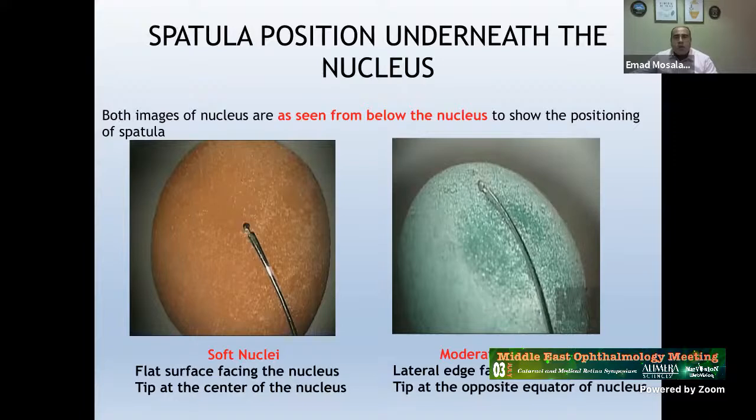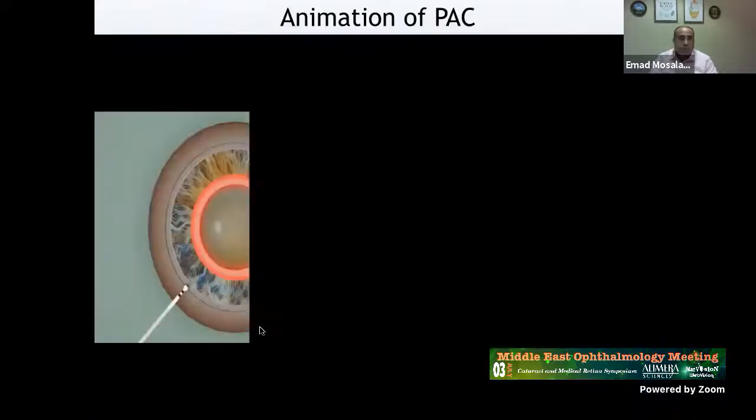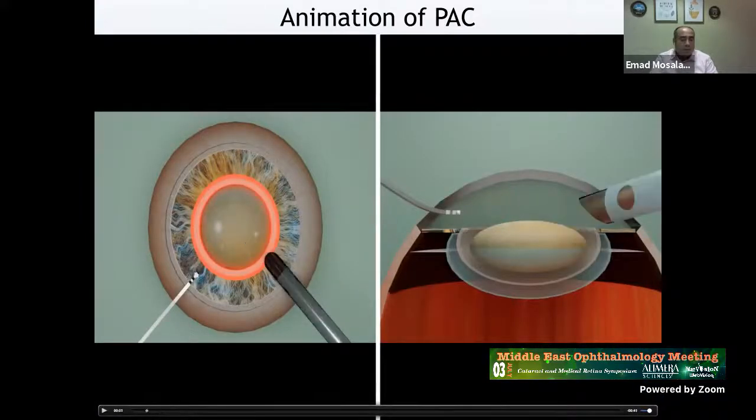The spatula is positioned under the nucleus. In these pictures, I show you that with a soft nucleus, the flat surface faces the nucleus, with the tip at the center of the nucleus. But in moderate and hard cataract, the lateral edge faces the nucleus, with the tip at the opposite quarter of the nucleus. Here we have prepared an animation video for you. I want to thank Dr. Mikhail, who spent the last 2 weeks preparing this video to make it easier to understand and to show all our steps exactly.